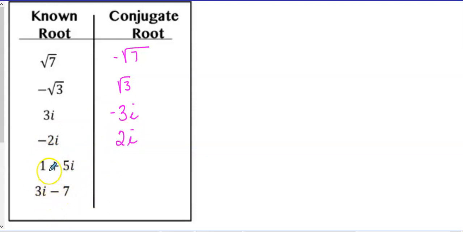This one is written in standard form for complex numbers, so this one's going to be 1 minus 5i. This one is written backwards, so what we're going to do is only change the i term. The conjugate root for this one would be negative 3i minus 7. So the minus 7 stays the same. It's the i term that changes to its opposite.